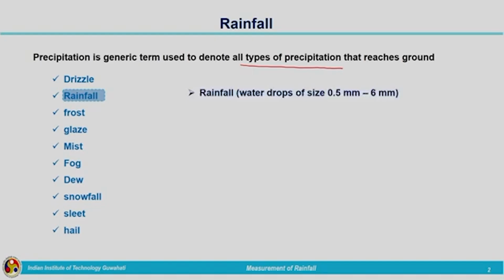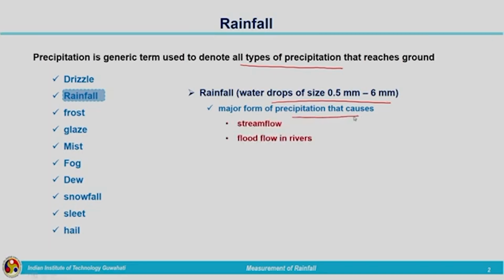Rainfall consists of water drops of size 0.5 to 6 millimeters. This is the major form of precipitation. Because of this, we are experiencing stream flow, we are getting flood flow in rivers. So, all these things are mainly due to rainfall. That is why it is very important to have knowledge about rainfall. So, first we need to have understanding related to the measurement of rainfall.